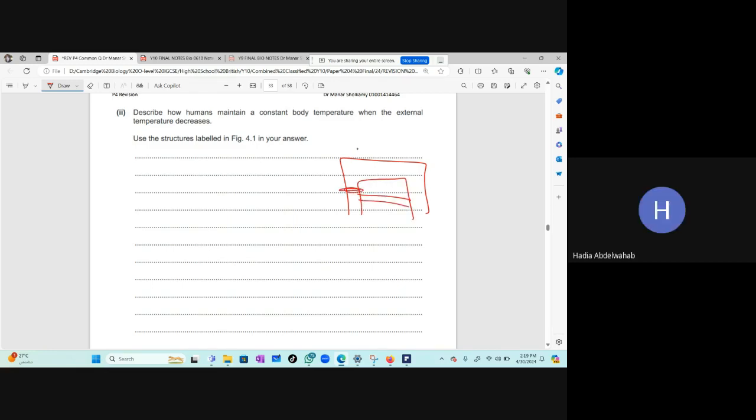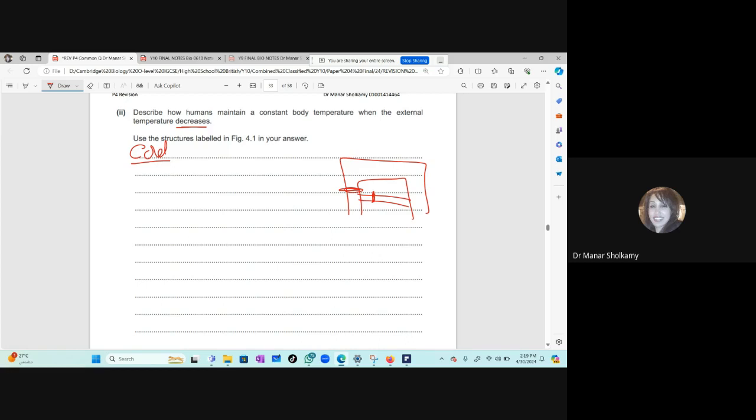Sweating decreases when it's cold. The shunt vessel closes. Dilate. One minute. The shunt will close or open when we're cold? Open. Yes. And we don't use the words open and close for capillaries. We use dilate and contract, or vasodilation and vasoconstriction. Yes.